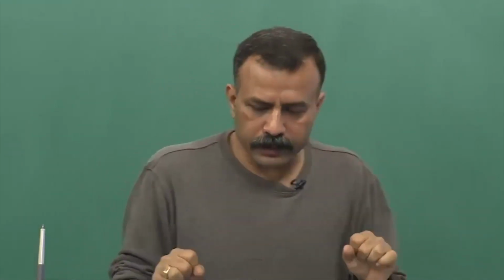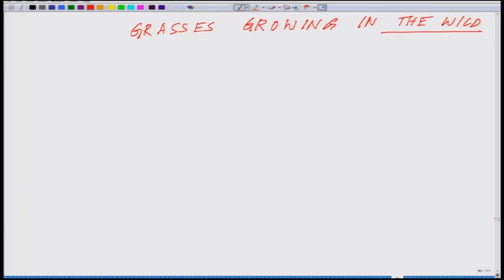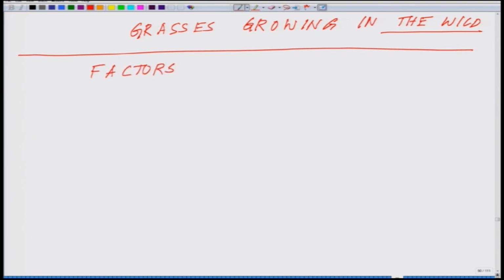Now, having said this, coming back to the slide, let's enumerate, once we have talked about this, the factors determining the conversion process. So, we have talked about how we are going to select the crops. Now, we will talk about the factors determining the conversion process.